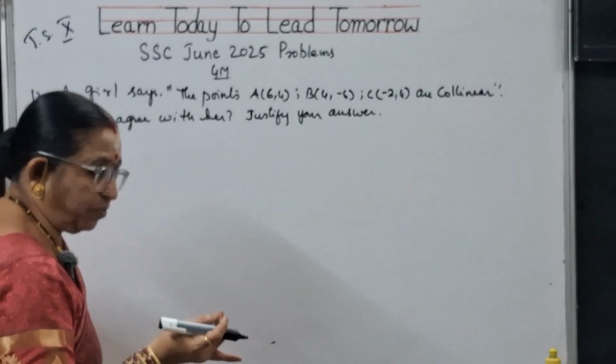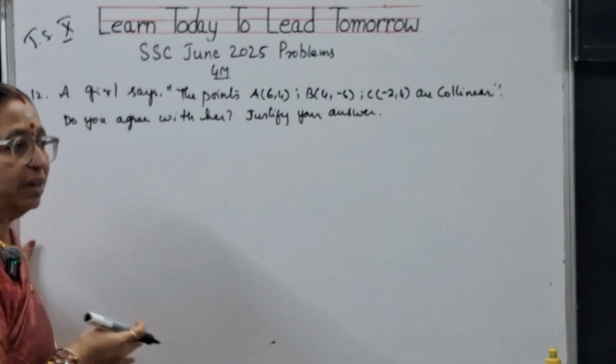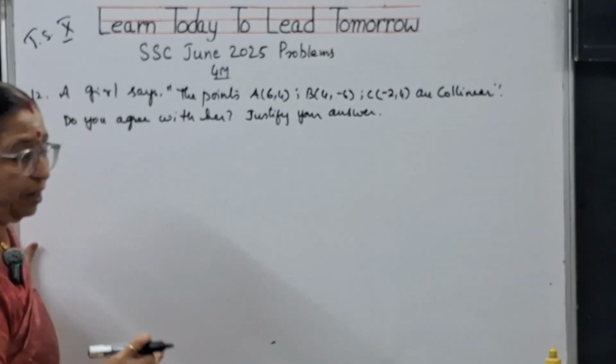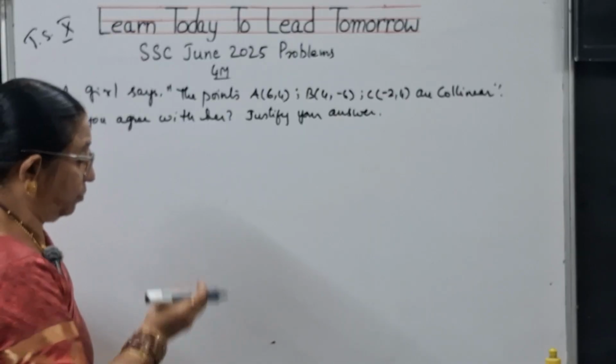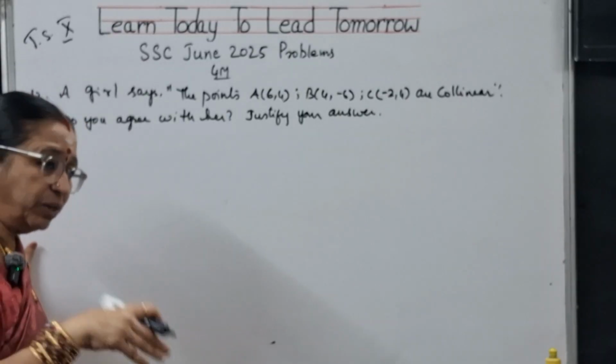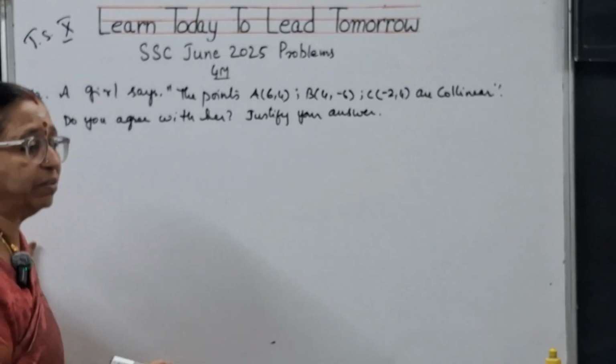One is either a triangle will be formed or they form points of a straight line. So they are asking you to prove that they are lying in a straight line. So for that, what do you do? You take the values and find out the area of a triangle. That is very simple, children.